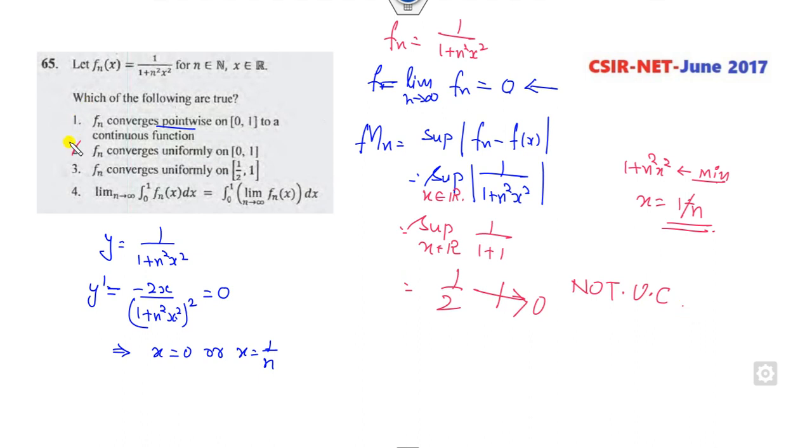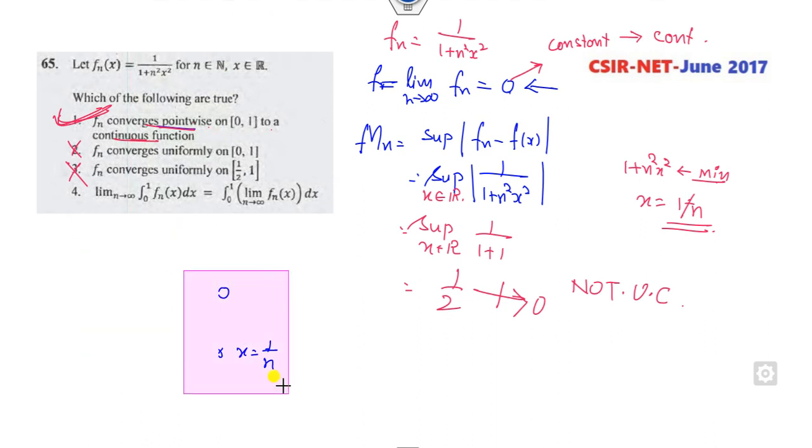So the statement about uniform convergence is cancelled. It's a pointwise convergence, yes, and it converges to the continuous function 0. 0 is a constant function. Every constant function is a continuous function, so that is the right answer.